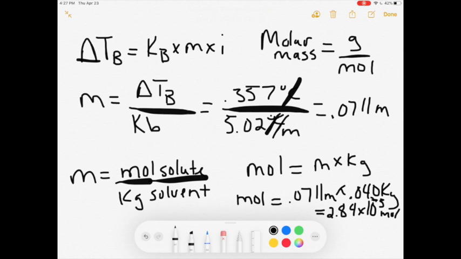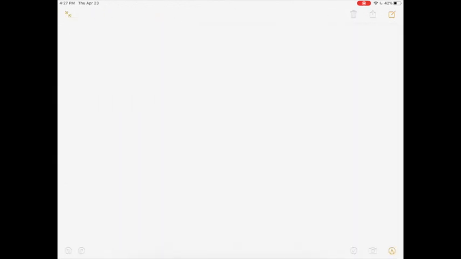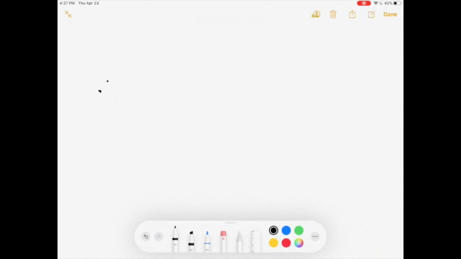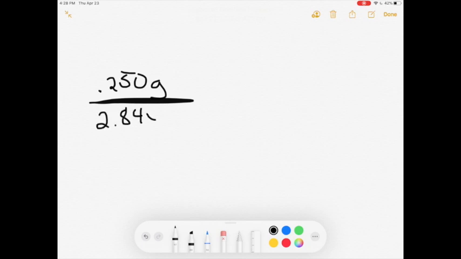So we have moles of our solute, we have grams of our solute, because it's given in the problem. Now all I have to do is divide the two to find molar mass. So I take 0.250 grams, that's given in the problem, divided by the 2.84 times 10 to the negative third moles we just calculated, and we get a molar mass of 88 grams per mole.